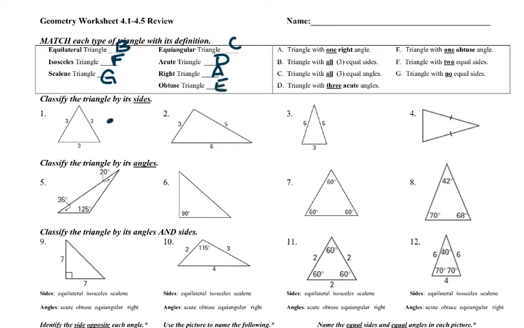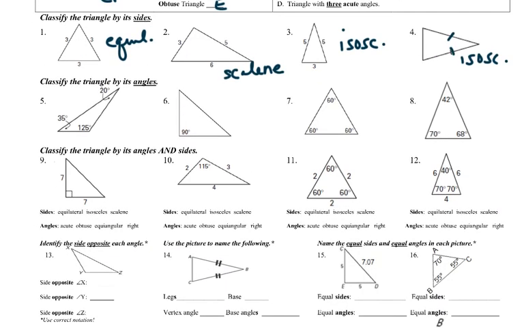So here when I see 3 equal sides, that's equilateral. I'm just going to abbreviate. This one here is no equal sides, is scalene. This one with 2 equal sides is isosceles, and that one marked with 2 equal sides is also isosceles.